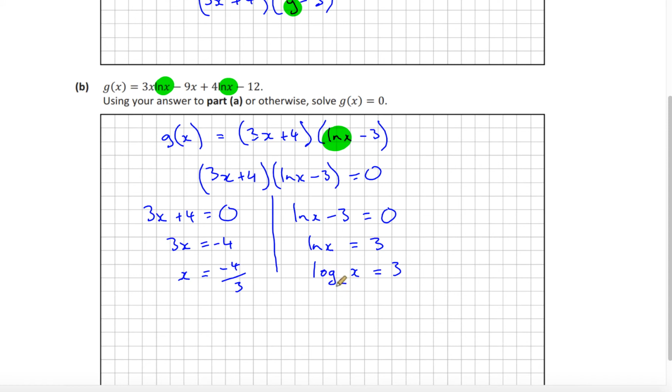So what is a log? Well, the log of a number is the power that the base must be raised to. So if you rearrange this, what you get is x is equal to the base to the power of 3. So x is e cubed. e cubed is 2.718 roughly cubed, but you can leave it like that. So your two answers are negative 4/3 and e cubed. So that's part B done.